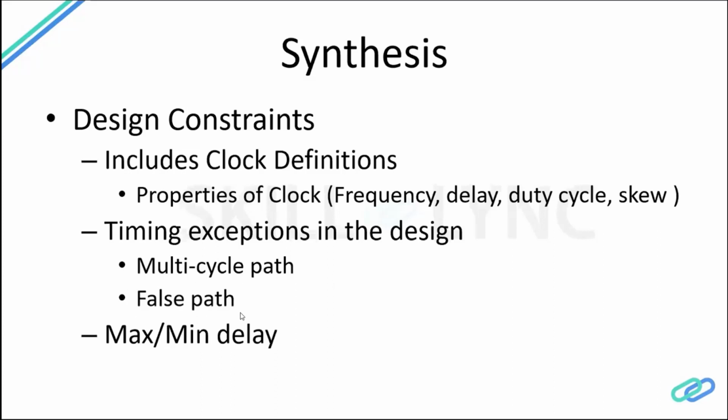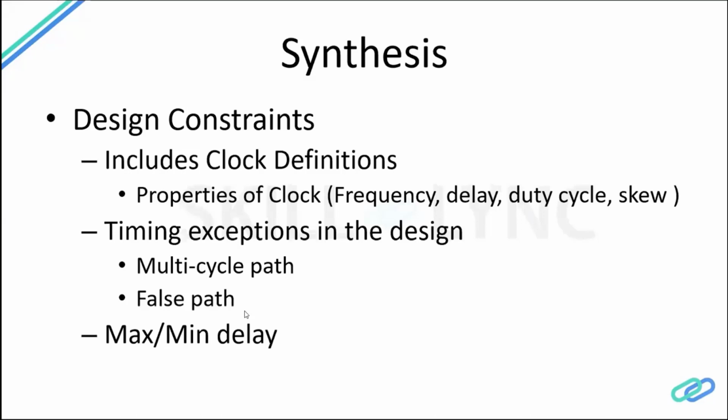A false path is something wherein, say, you have clock 1 and clock 2, and they do not cross each other. Any signal from clock 1 to clock 2 does not go. Then you have to specify that. Or they might go, but you don't want to constrain it, or you don't want the tool to spend time on it. That's what you define as a false path.